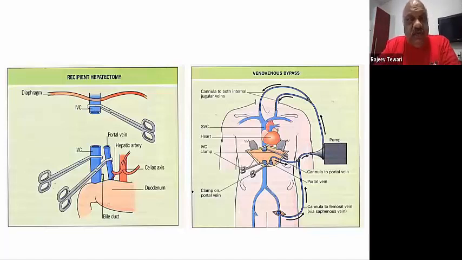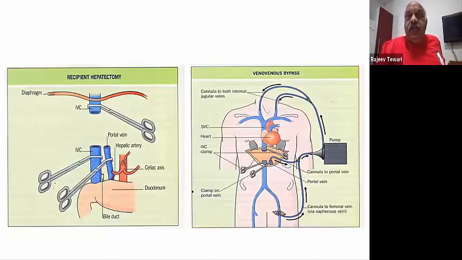So you can see here in the first diagram, we have done cross-clamping of vena cava, but the blood has to be in circulation. Infradiaphragmatic blood has to go to supradiaphragmatic part. So in the second diagram, you can see we have done a veno-venous bypass.